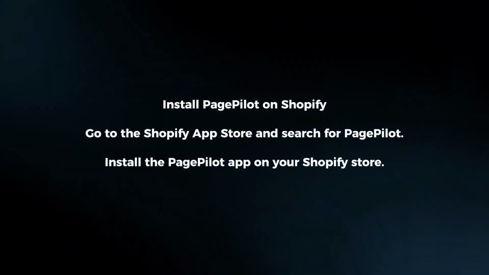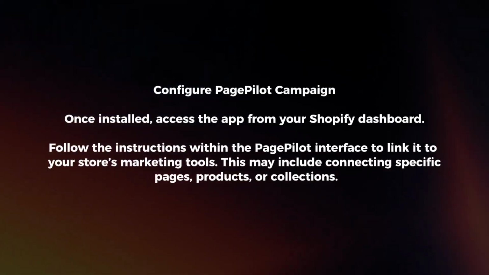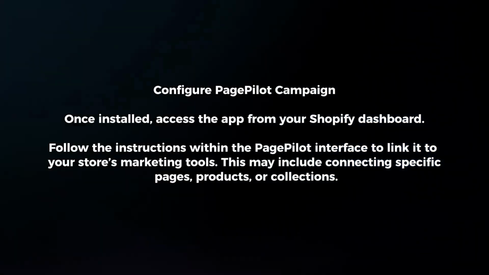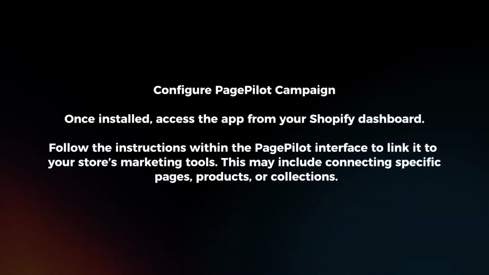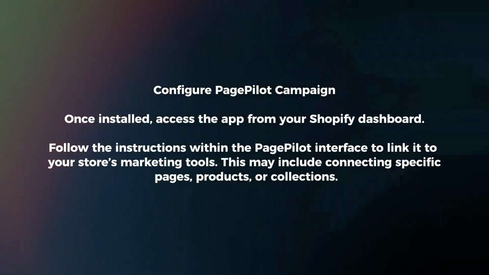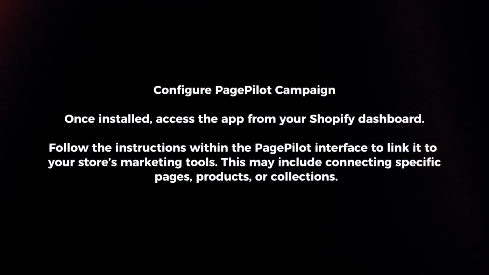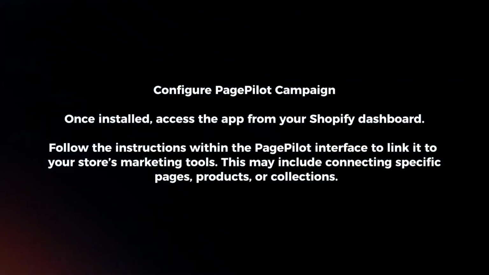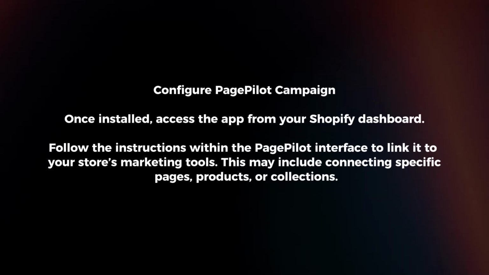Install PagePilot on Shopify. Go to the Shopify App Store and search for PagePilot. Install the PagePilot app on your Shopify store. Configure PagePilot campaign. Once installed, access the app from your Shopify dashboard. Follow the instructions within the PagePilot interface to link it to your store's marketing tools. This may include connecting specific pages, products or collections.